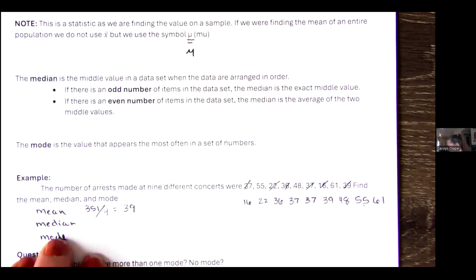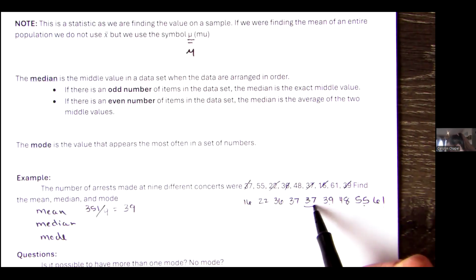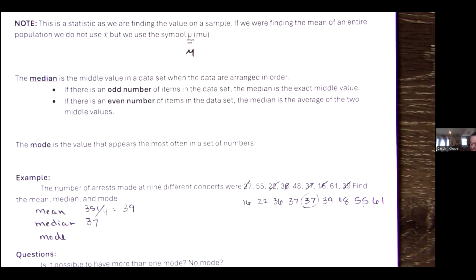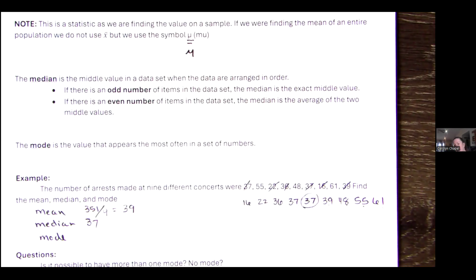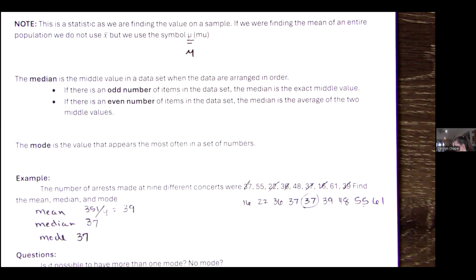My median is going to be my middle value. So I'm going to kind of find my middle. So here's my middle value, 37. And my mode is the one that occurs most often. And my number 37 appeared twice where everything else was just once. So 37 is also my mode.